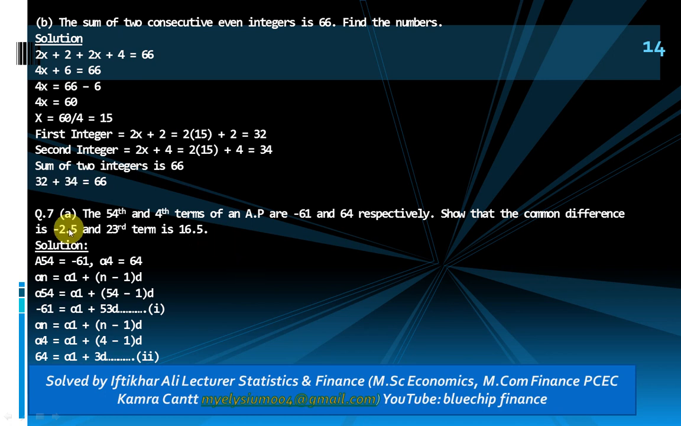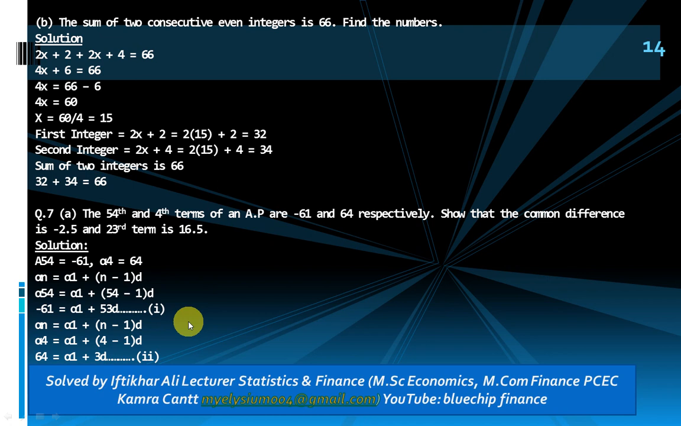Question number 7, part A: the 54th and 4th terms of an arithmetic progression are minus 61 and 64 respectively. Show that the common difference is minus 2.5 and the 23rd term is 16.5. We already solved this question in the previous paper, you can see that video, but the solution is also given here.